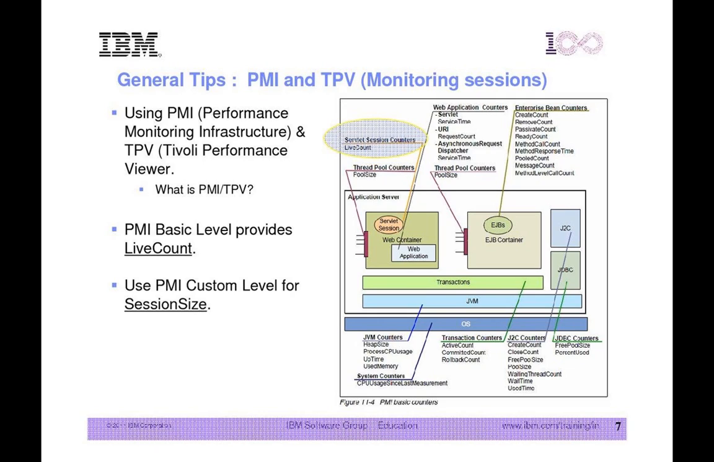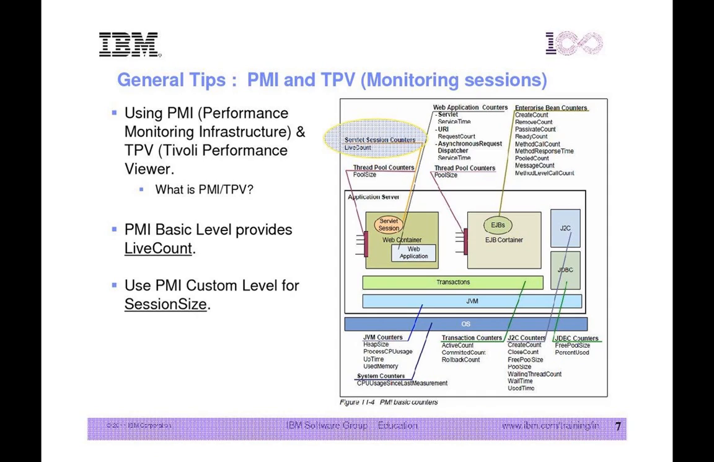Beyond that, it gives you the JVM level statistics, what the used memory and heap size are, as well as at the OS level, it gives you the CPU utilization. For each and every component, you will get a lot of performance data using PMI and TPV. By default, the basic level is enabled, and if you go to your app server with the default setting, you will be able to see the performance data which is collected at the basic level.